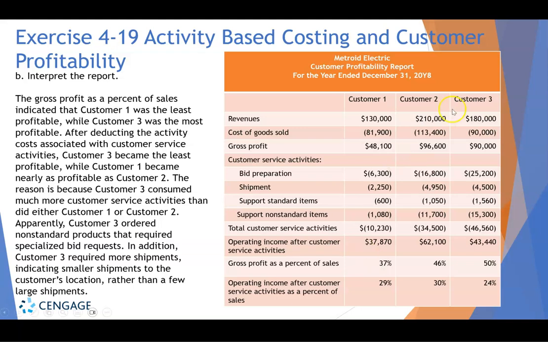So customer 3 looks like the gross profit is the highest, but in fact, after taking into account these other activities, customer 3 actually has the lower percentage of profit income from sales. Okay?